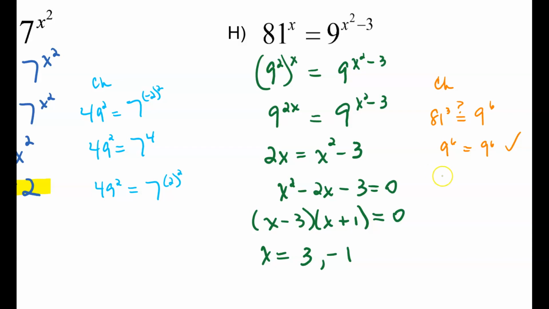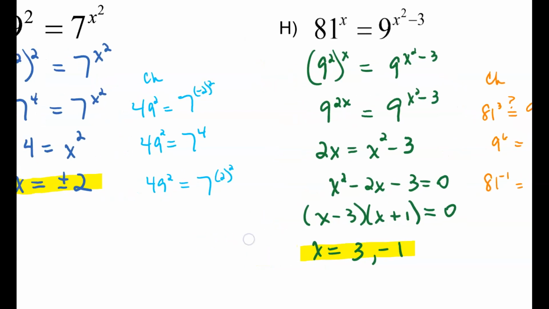And if we try the negative one, 81 to the negative 1 is equal to 9 raised to negative 1 squared becomes positive 1. Positive 1 minus 3 is negative 2. Are those going to be the same? Yes. So we have two solutions in this one. All right. So any questions on what we've done?